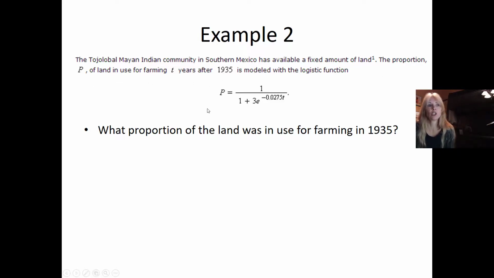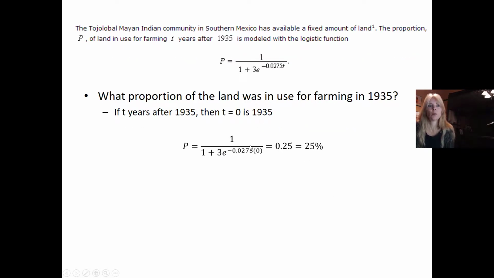It says the proportion P, so a proportion, we know what that is. A fraction, a percentage, a decimal, all that means the same thing. Of land in use for farming, T years after 1935 is modeled by the logistic function. What proportion of the land was used in farming in 1935? T years after 1935. So we simply would just plug in a zero because 1935 would be 0 years after 1935.